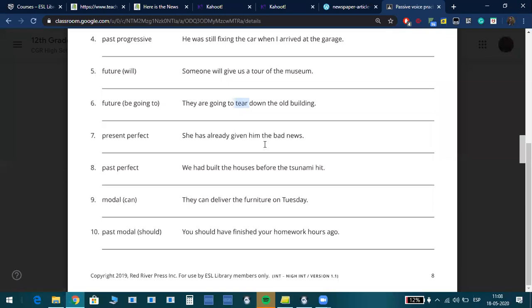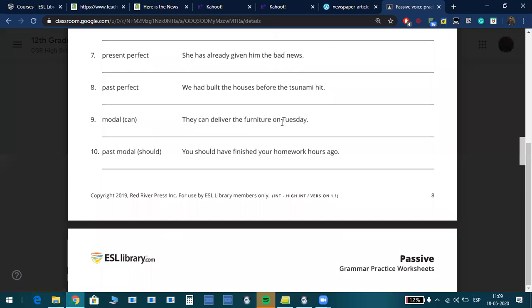Could be. We had built those houses before the tsunami hit. The houses had been built before the tsunami hit. And finally, they can deliver the furniture. The furniture can be delivered on Tuesday. And you should have finished your homework hours ago. Your homework should have been finished hours ago.